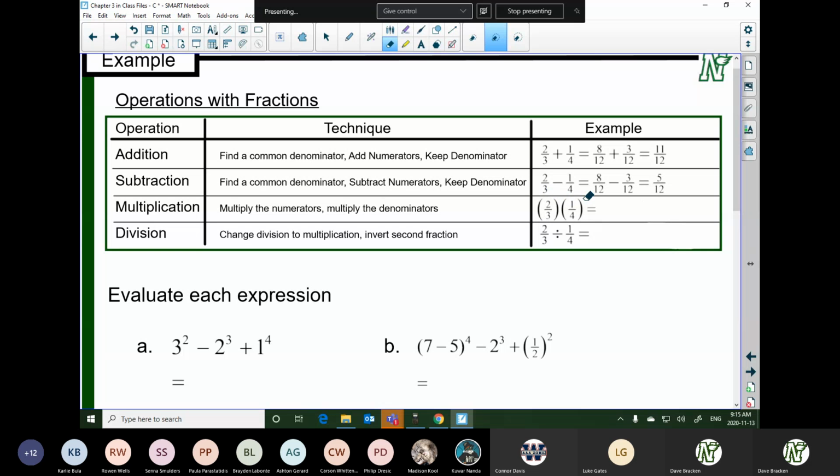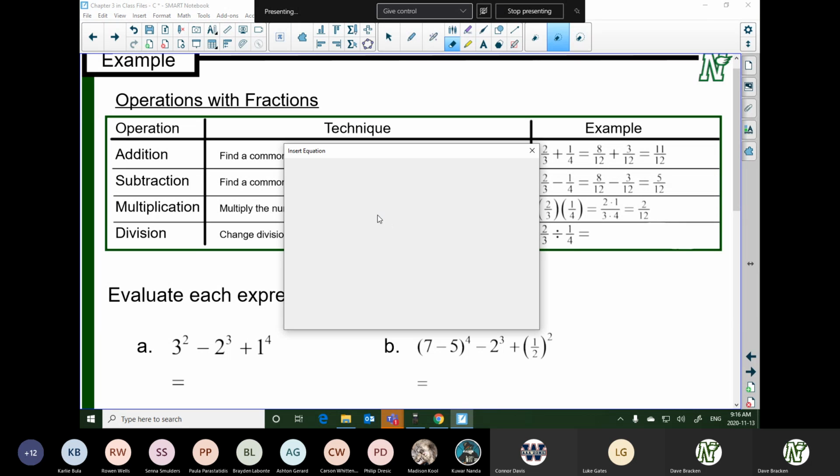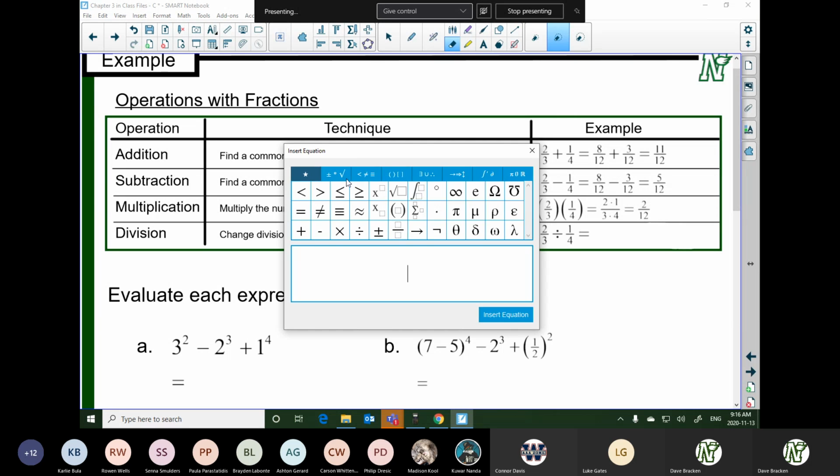Multiplying is just 2 times 1, top times top, multiply the numerators, you get 2, and then bottom times bottom, and you get 12. So you multiply the tops, you multiply the bottoms. The only thing that you can do here is you can say, well, wait a second, 2 over 12 can actually reduce down to, and I'm just going to create this here. I've got an equation editor in my notebook. So I'm going to open up a fraction, and I'm going to say, well, wait a second, 2 over 12 can just reduce down to 1 over 6.